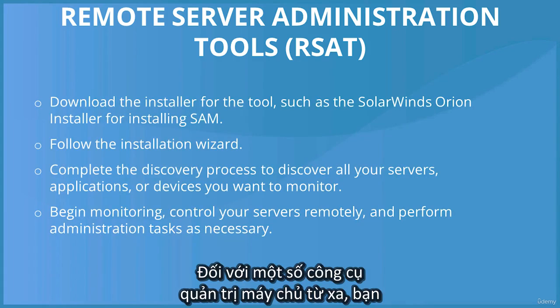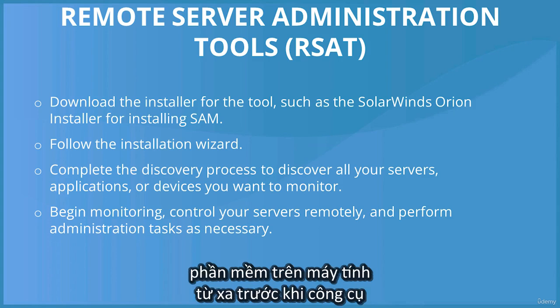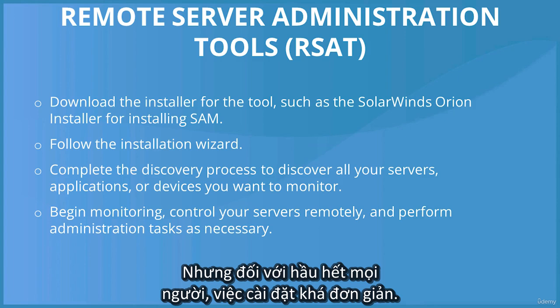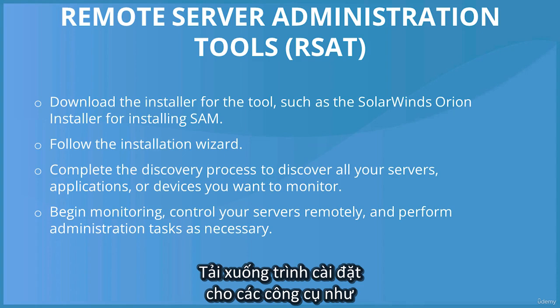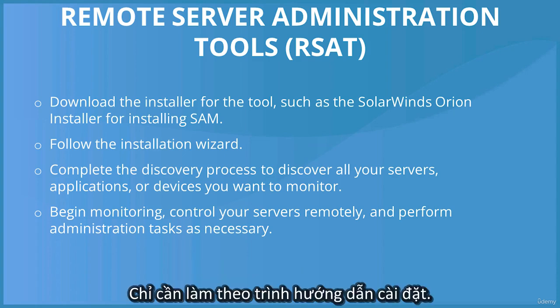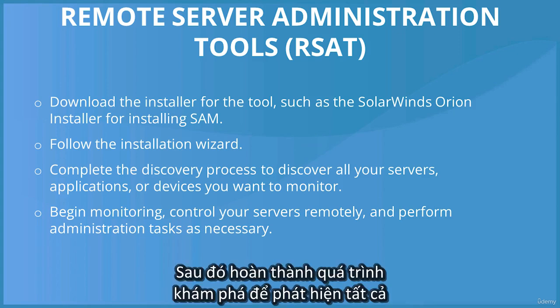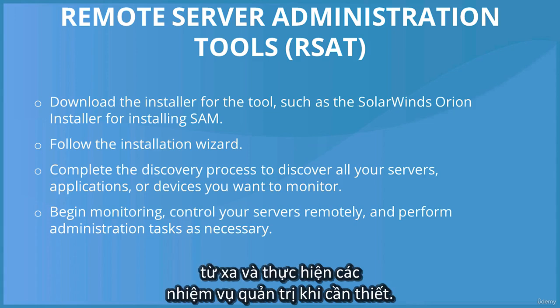For some remote control server administration tools, you will need to pre-install a host or a piece of software on the remote machine before the tool can access it for remote troubleshooting. But for most, the installation is quite simple. Download the installer for the tools, such as the SolarWinds Orion installer for installing SAM. Just follow the installation wizard. Then complete the discovery process to discover all your servers, applications, or devices that you want to monitor. And then begin monitoring. Control your servers remotely and perform administration tasks as necessary.